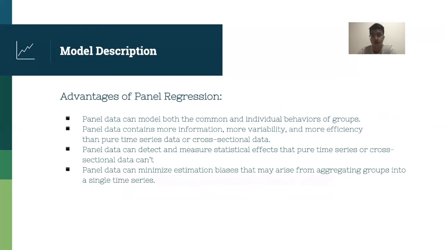The reason we choose panel regression is because it has a few advantages compared to normal time series regression. First of all, panel data can model both the common and individual behaviors of groups. Secondly, panel data contains more information, more variability, and more efficiency than pure time series data or cross-sectional data. Thirdly, panel data can detect and measure statistical effects that pure time series or cross-sectional data can't. And lastly, panel data can minimize estimation biases that may arise from aggregating groups into a single time series. And now I will pass time to Jingyuan to talk about the pre-regression check.